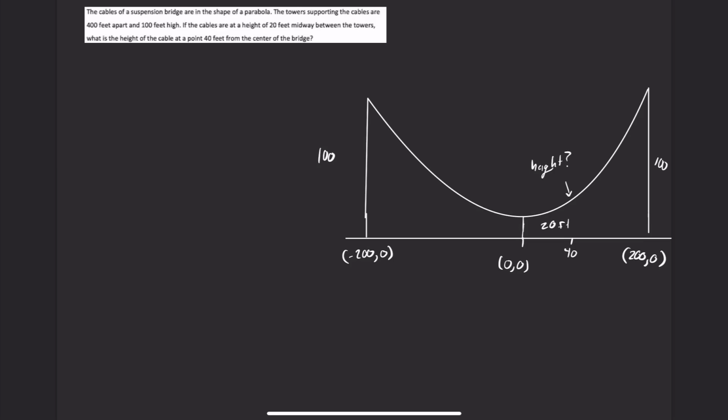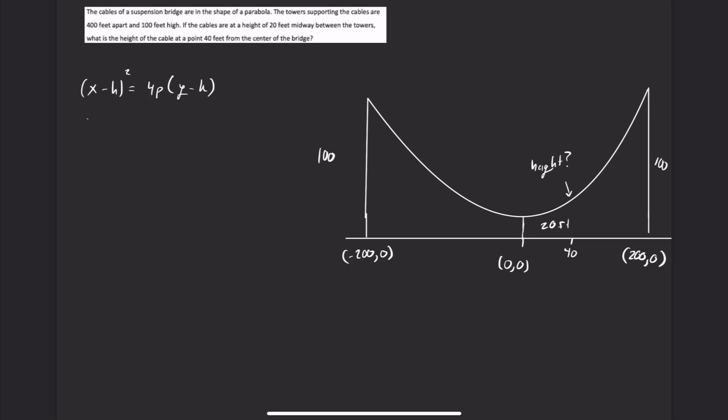Okay, so with this sketch, we can construct an equation of the parabola and then plug in 40 to get our y value. So since we know that our parabola opens upwards, we'll have x being squared. So our standard form would look something like this: (x minus h) squared equals 4p (y minus k). Okay, so that is our standard form. Now let's plug in some values to get our equation.